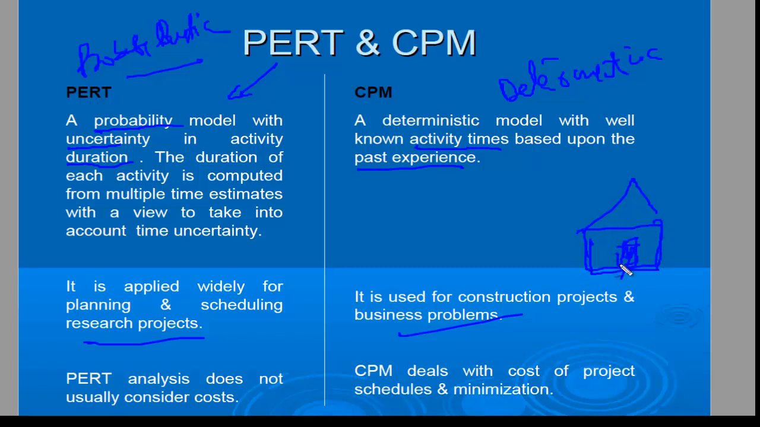Say we have to arrange for bricks, we have to arrange for masons, we have to do design and analysis and all of these things. If you are working as an architect or an engineer in a design company, who exactly knows the stuff, he knows how much time each and every activity is going to take. So we will be using CPM in this. In PERT we are doing the research and scheduling. Here we usually do not consider cost, but here it deals with the cost of project scheduling and minimization, right?